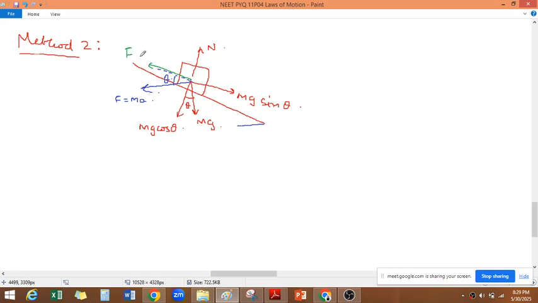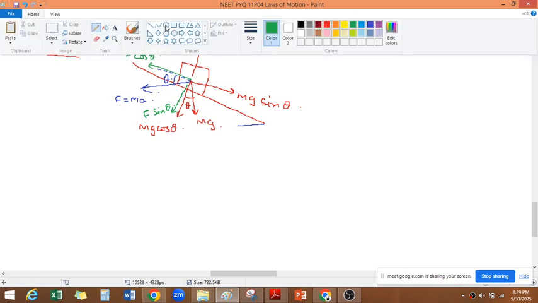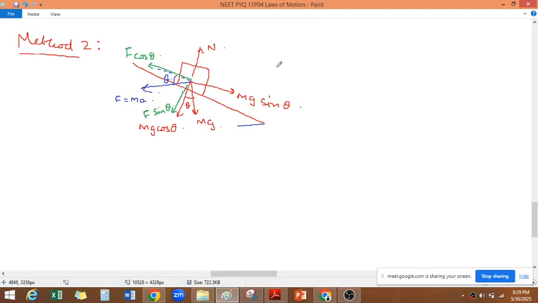So F cos theta, and it will be acting downwards also, so it will be F sin theta. Now you have to forget about this mg and ma because it has been resolved into two components. Now you can equate the forces along the inclined plane. So you can imagine that these two are in one direction and these two are in a vertical direction.